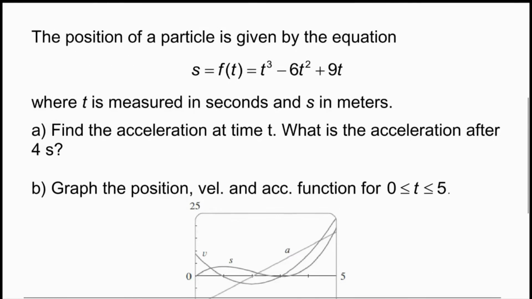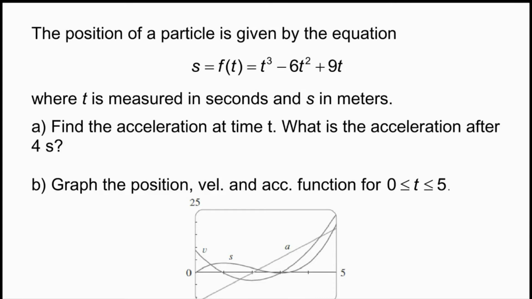Okay, so here's an example that I want to try to work through. It says the position of a particle is given by this equation. Position is a function of time, and it's t cubed minus 6t squared plus 9t. So part A, very simple. It says find the acceleration at time t. What is the acceleration after 4 seconds?